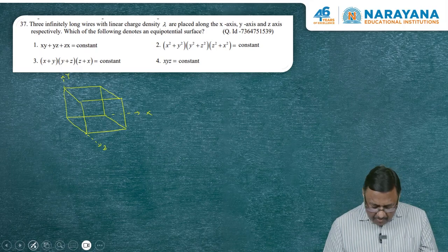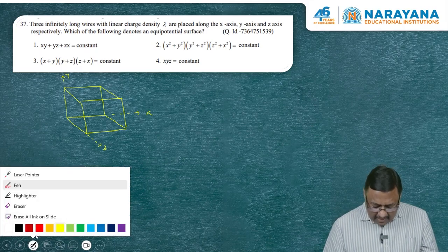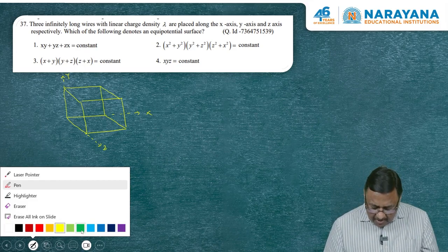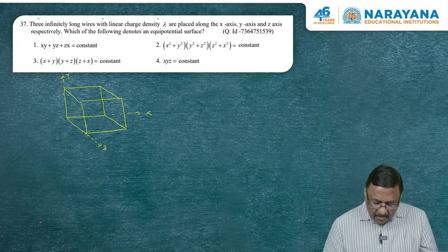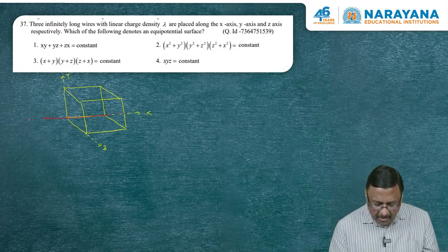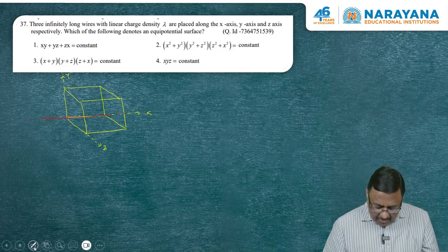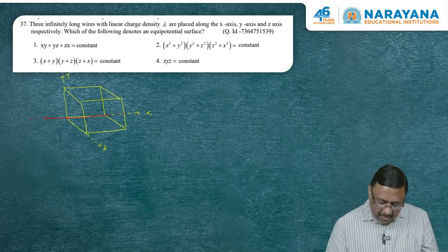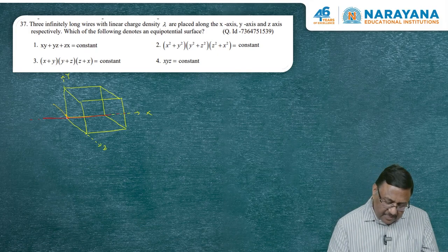What the question is demanding, he is saying along these axes we are keeping 3 infinitely long wires. If I say this is one wire, let me indicate it by a red line. It is going to go up to infinity. I hope you understand. Similarly, I am keeping another wire here. So I keep another wire along the z-axis. So we are keeping one wire in this manner.